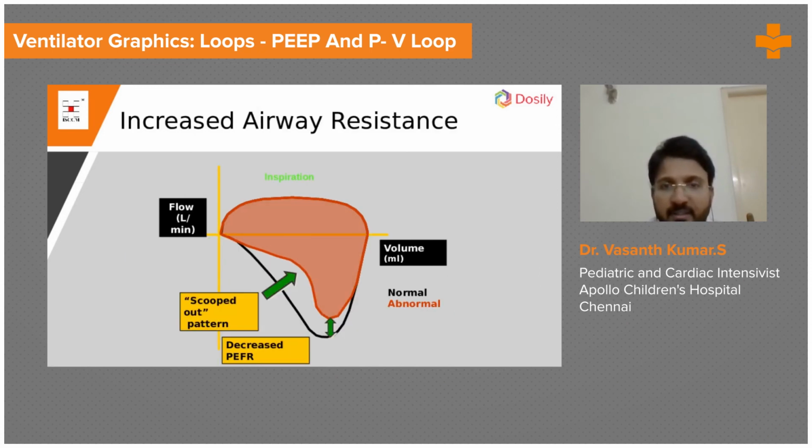Here again, inspiration is this one. In the expiration, you can see the black one is normal. This one is a little smaller. That means there is some problem in expiration, and it is sort of scooping. That means the patient is struggling to get the air out. So there is some expiratory airflow limitation, which is classically seen in diseases like asthma.